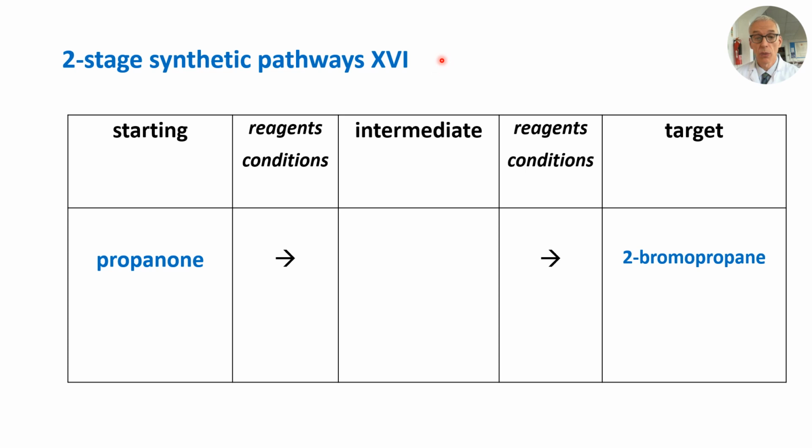Well, there seems to be one more two-stage aliphatic pathway. So 16, propanone to 2-bromopropane in 2 stages. Think it through, write your solution, come back to check when you are ready. Okay, so I am going to reveal.